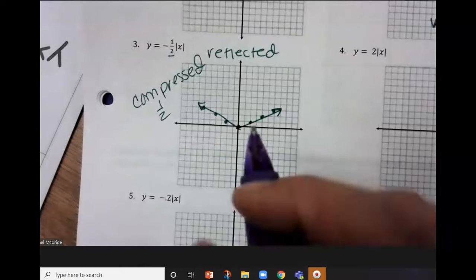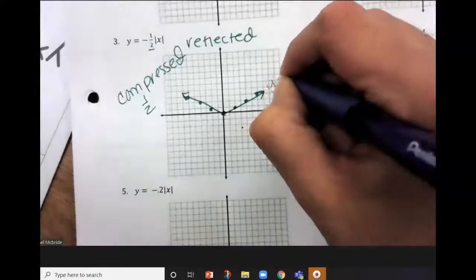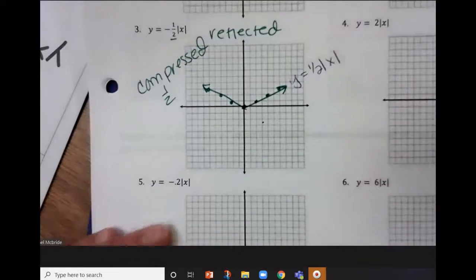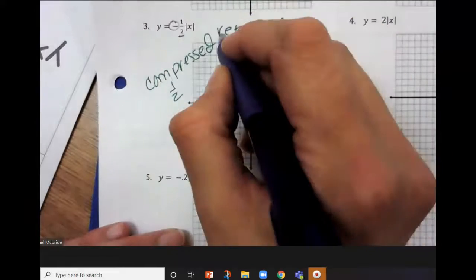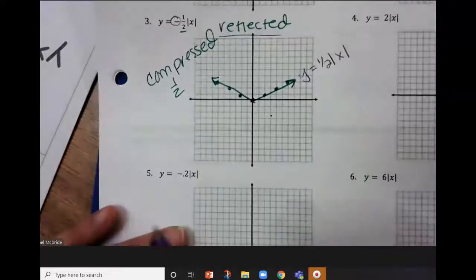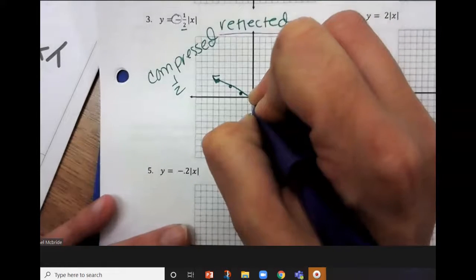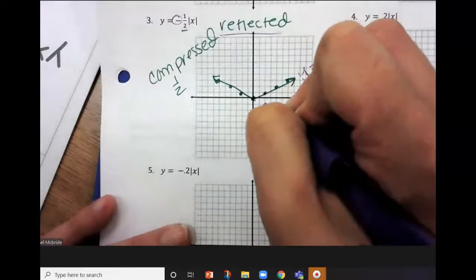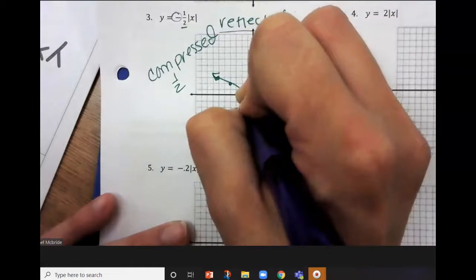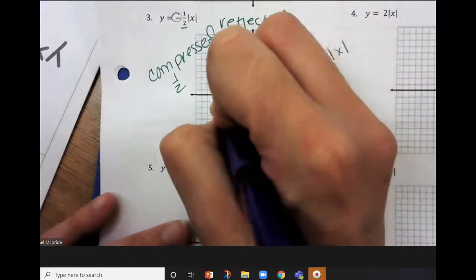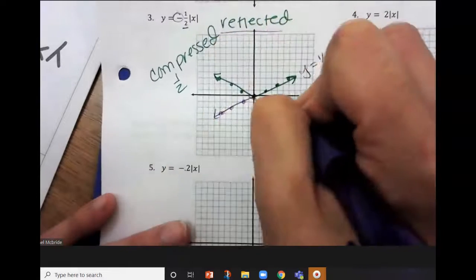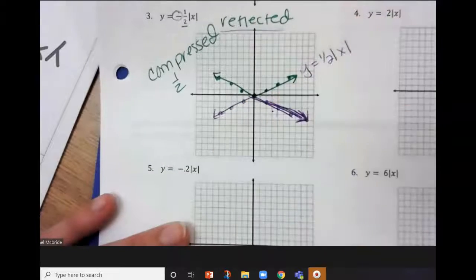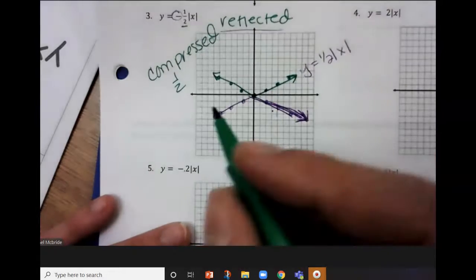So this is y equals 1/2 absolute value of x. And then because of the negative, the graph is going to be reflected. So your final graph should actually go down 1 over 2, down 1 over 2, and opposite direction. And it should look like this.